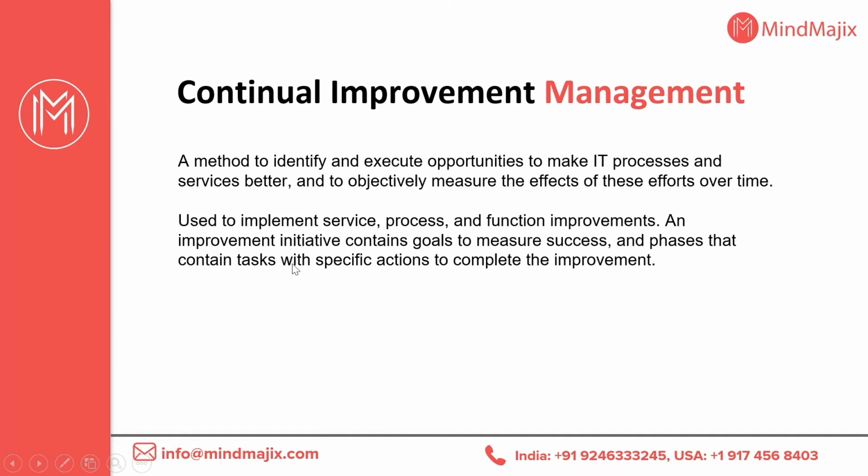Okay, an improvement initiative contains goals to measure the success and phases that contain tasks with specific actions to complete the improvement. For example, you thought, I have to automate the process, or add some code. The first thing is you have to measure the success. If you add this particular chunk of code, how much time will it take for implementation and how much will be the benefit out of it. If the implementation will take a lot of time and the benefit is really little, it's better to avoid it. So the improvement should be tackled in that way.